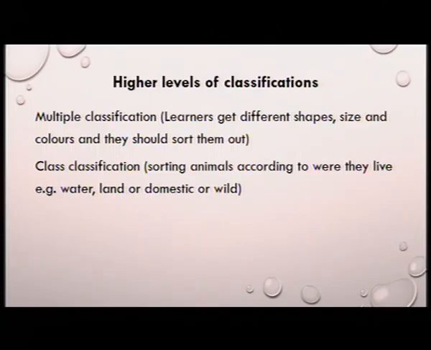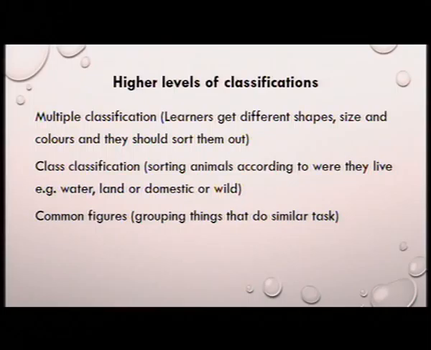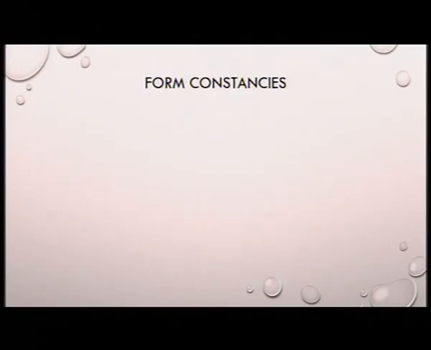is now class classification. Class classification is that you put animals or objects that are doing the same thing or that have some similarity in one group. That is what we call class classification. Now, common features: grouping things that do similar tasks. For example, cutlery. The reason why we have cutlery is for us to be able to use it in the kitchen, either to cook or to eat or to cut.